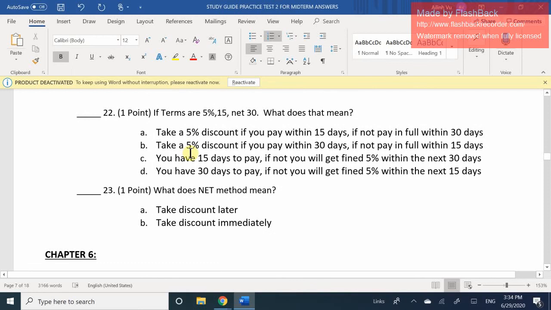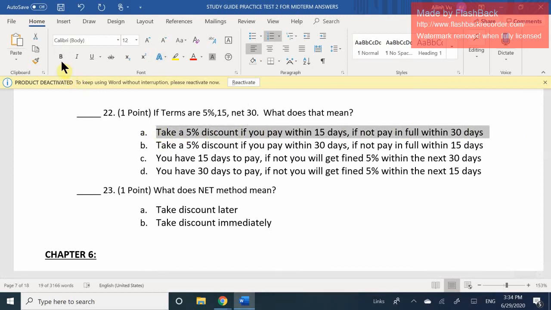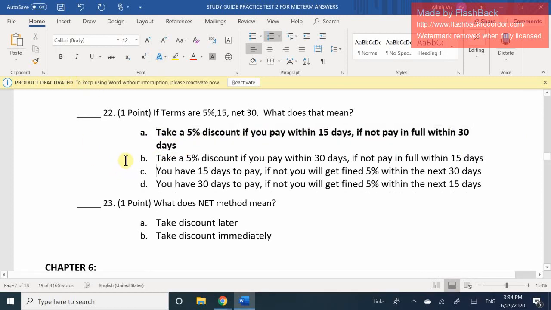If terms are 5/15, net 30, what does this mean? A. Take a 5% discount if you pay within 15 days. If not, pay in full within 30 days. Yes, that is correct.